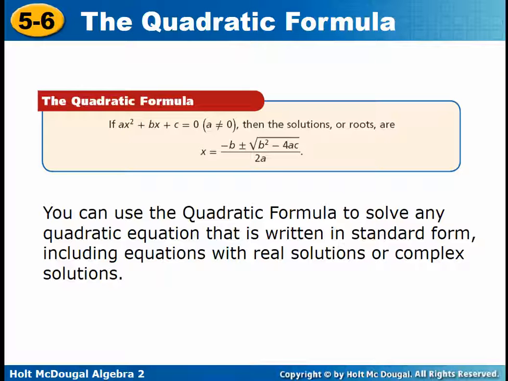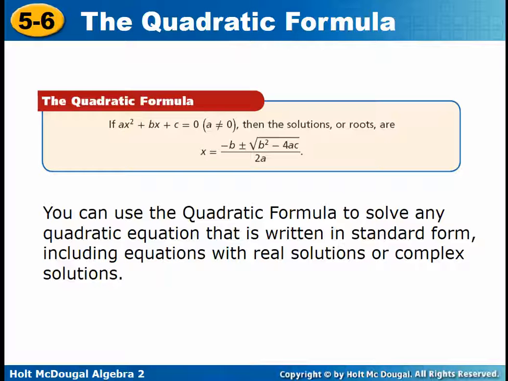So first of all, if you write your quadratic equation, your quadratic function in standard form, you would have ax squared plus bx plus c equals 0. So make sure it's in that form. Then you will be able to tell what is a, what is b, what is c.